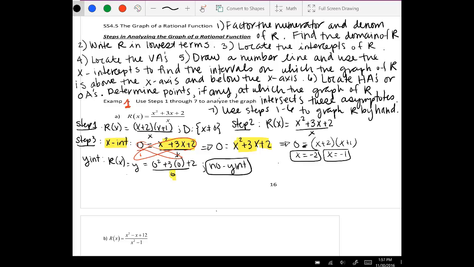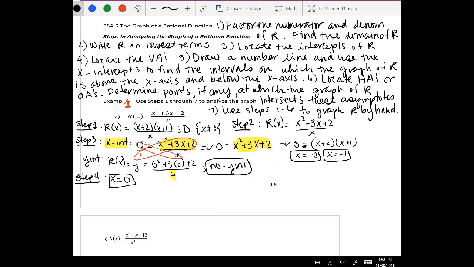Step number 4, locate your VAs. Your VA is exactly like the denominator, or the domain I meant. Take the domain, and instead of making x not equal to 0, it's just going to be x equals 0.